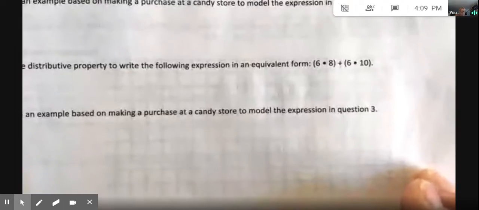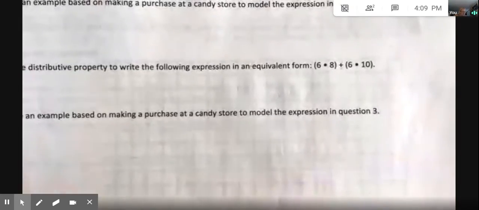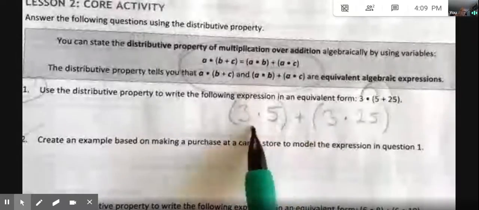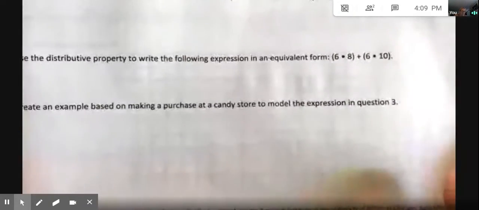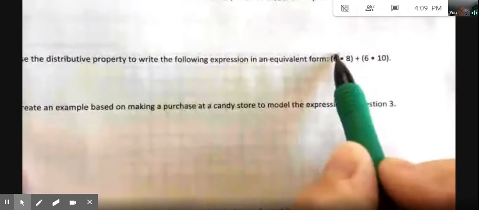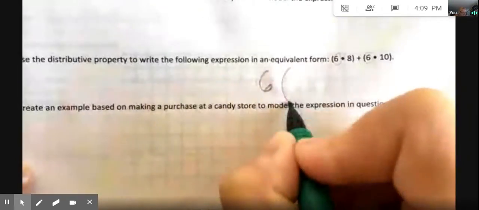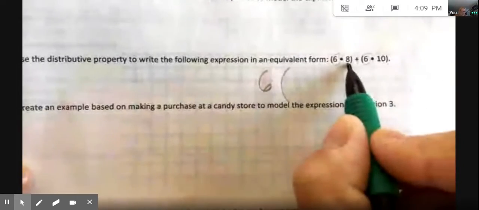And then this one, we're basically just working backwards. You know how we multiplied the 3 in to the parentheses? So it's in both of these. Okay, well here, the common number is 6. So we're going to pull that 6 out. So we're going to have 6, and then in parentheses, we'll have the 8 plus 10.